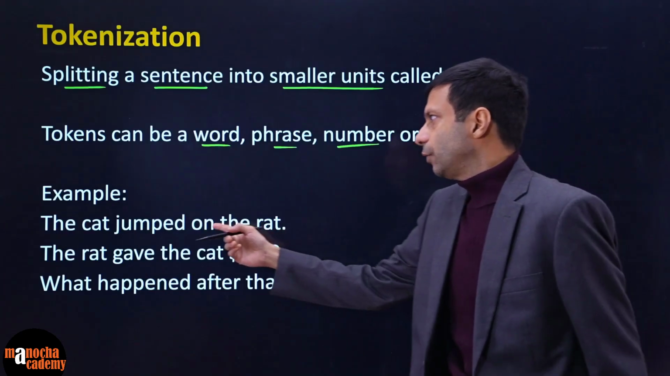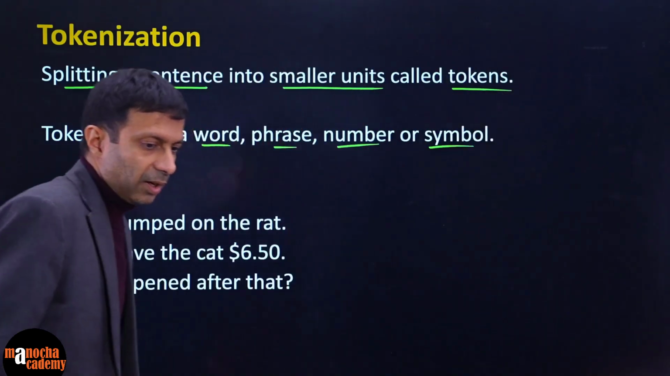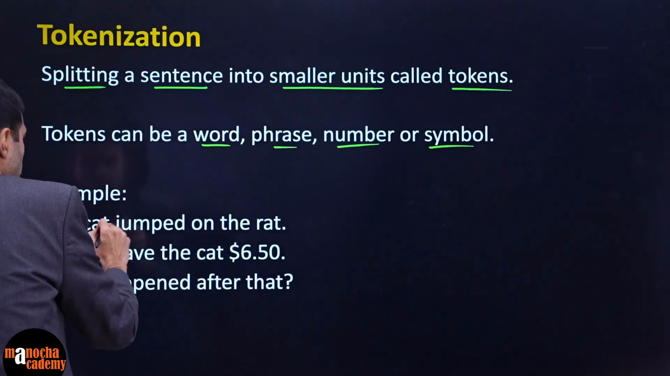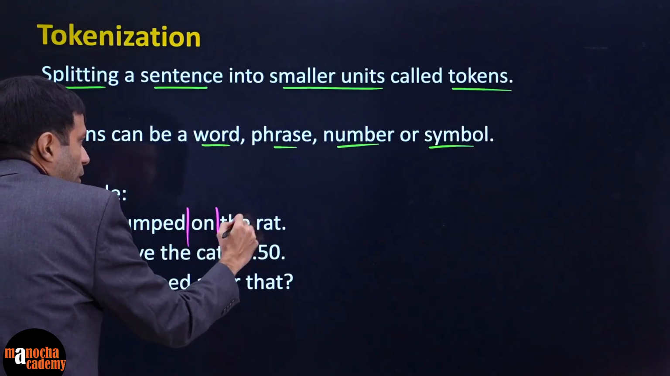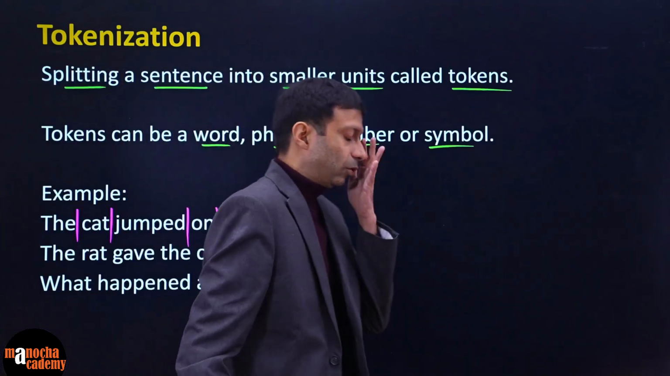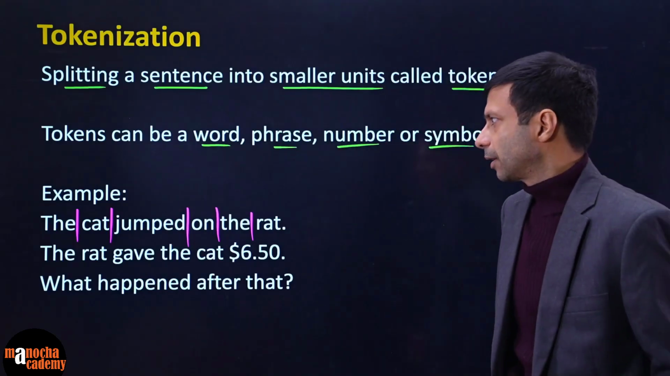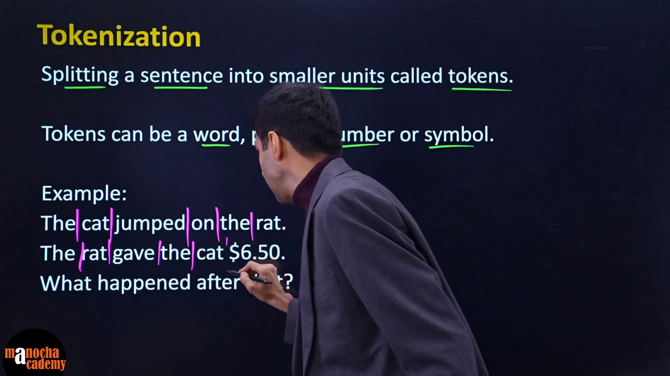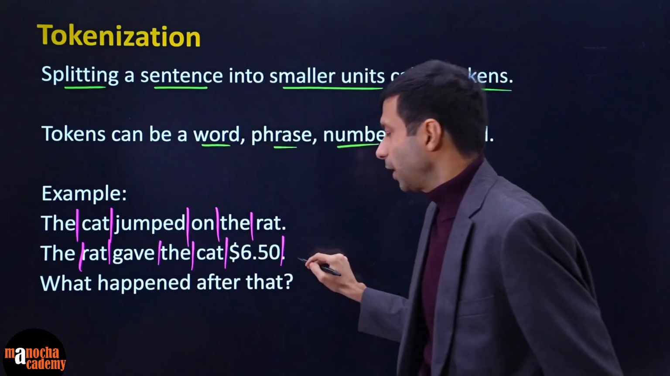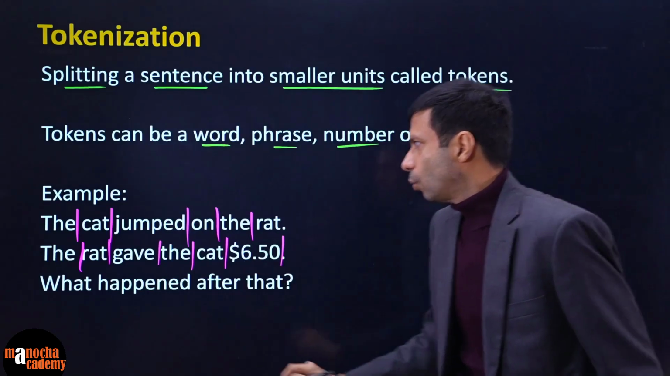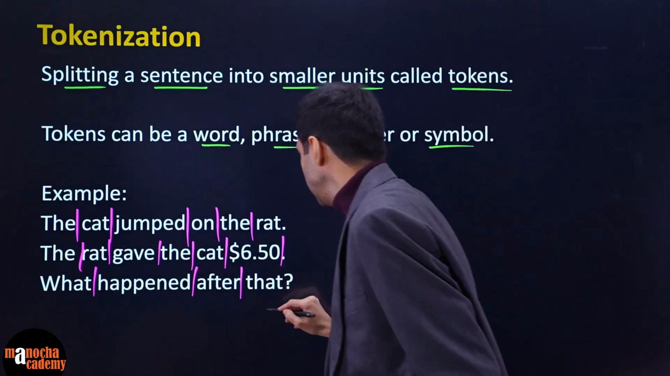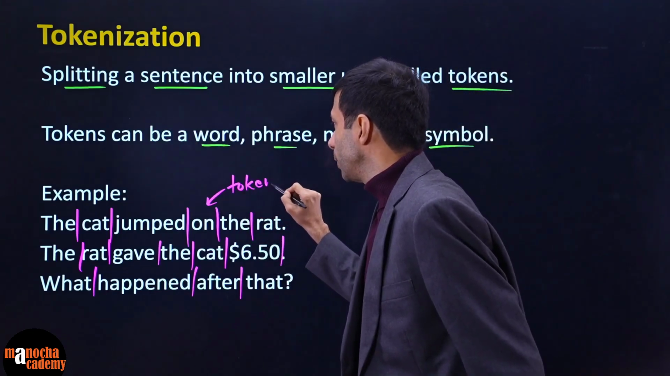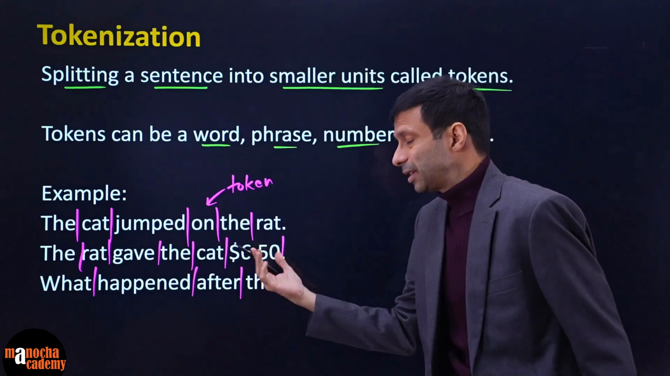Okay. So let's say I give you this sentence: The cat jumped on the rat. And I say, hey, break it into tokens. So you'll break it like this, right? The is one token, cat, jumped, on, the, rat. And let's say we throw away the dot. Can you see the tokens? Same way here: The rat gave the cat, and see, this whole $6.5 is one number. So can you guys see? Each individual word is basically a token. A token could be a word, it could be a number, sometimes it can be some special symbols also.